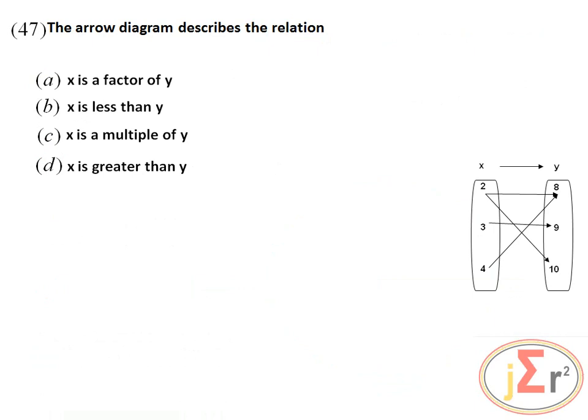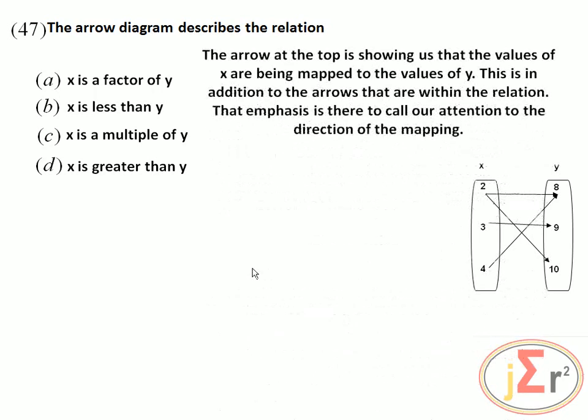The arrow diagram describes which relation? The arrow at the top is showing us that the values of x are being mapped to the values of y. Right here, x maps to y. This is in addition to the arrows that are within the relation. That emphasis is there to call our attention to the direction of the mapping.